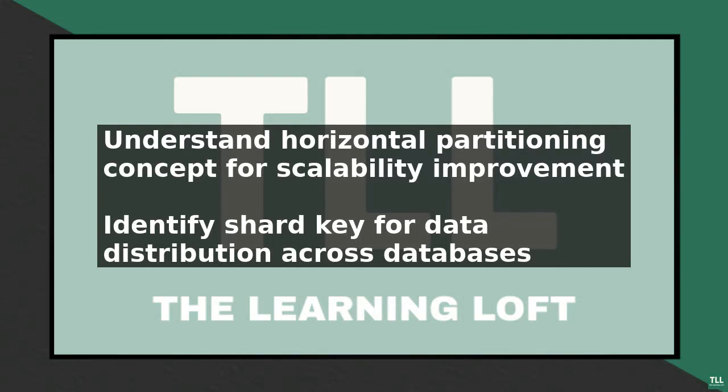To set up Azure SQL Scale-Out, start by understanding the concept of horizontal partitioning, also known as sharding, which allows you to distribute data across multiple databases to improve scalability and performance. First, identify the shard key, which is the column that determines how data is distributed across the databases. This is typically a unique identifier, such as a customer ID or order ID.